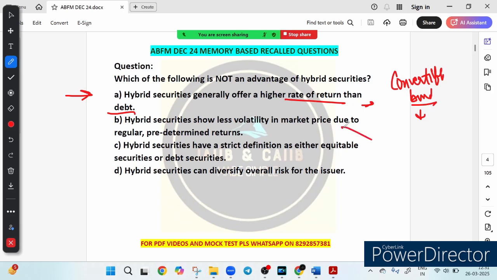Option number B, hybrid securities show less volatility in marketplace due to regular predetermined return. Yes, this is also a correct statement. Why? Because hybrid security provide regular interest payment or dividend, which help reduce price fluctuation in the market.